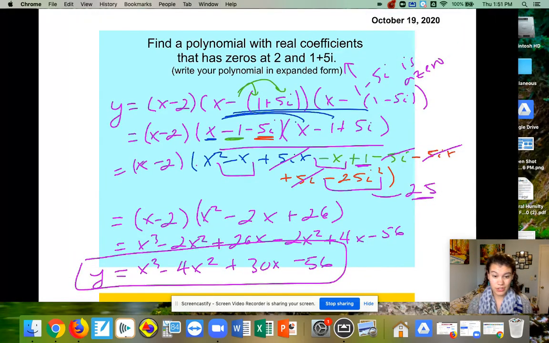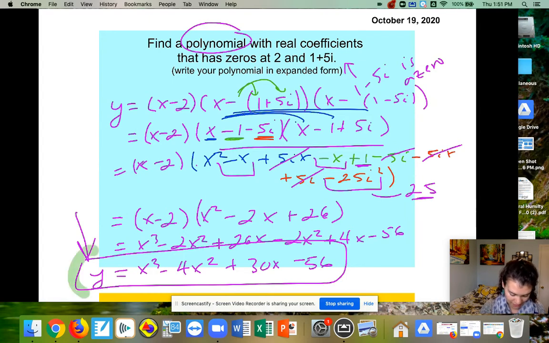As a note here, if it's asking for a polynomial with real coefficients, you want a function, you have to put a y equals, otherwise it's just an expression and you're not answering the question. So make sure you have this y equals, otherwise I'm going to take a half point off on your test because it's no longer a polynomial, you're just writing an expression out.